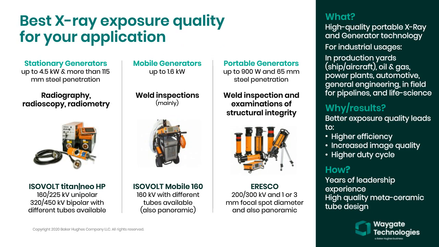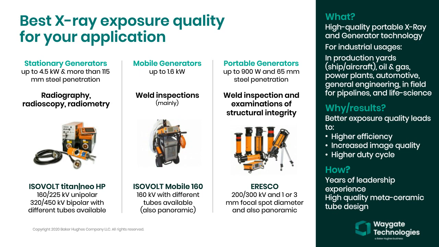Another example of excellent technology is the well-known offering of X-ray units, X-ray devices. We have a broad portfolio starting with stationary generators. Stationary generators up to 4.5 kilowatts, able to penetrate more than 115 millimeters of steel. Main application is radiography, radioscopy, and radiometry. So our well-known Isovolt Titan Neo, 160, 225, 320, and 450 kilovolt unipolar and bipolar systems with various different tubes are available.